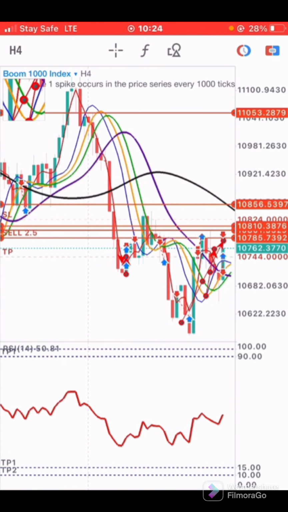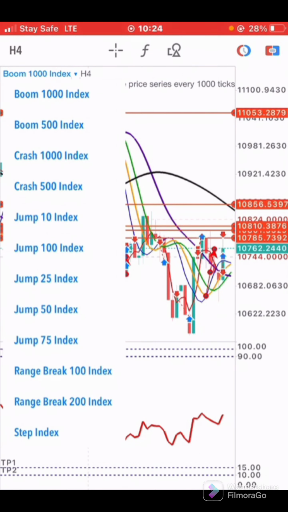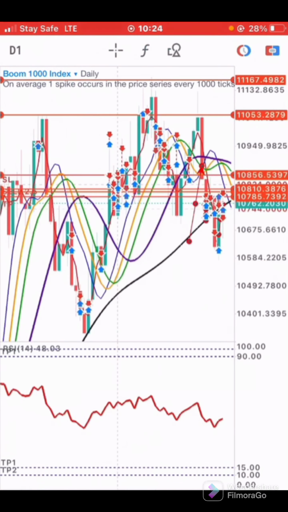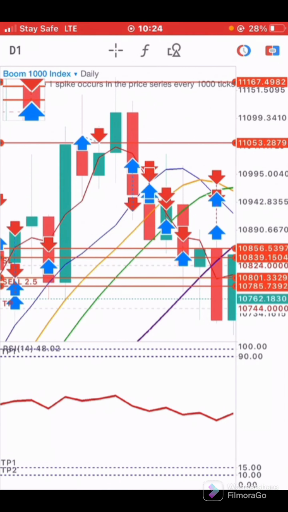Look at it here, a strong rejection from this point. See, this is a green candle, but see the rejection. The rejection is much. It's absolutely much. Let's check the daily chart. What is the daily chart telling us?